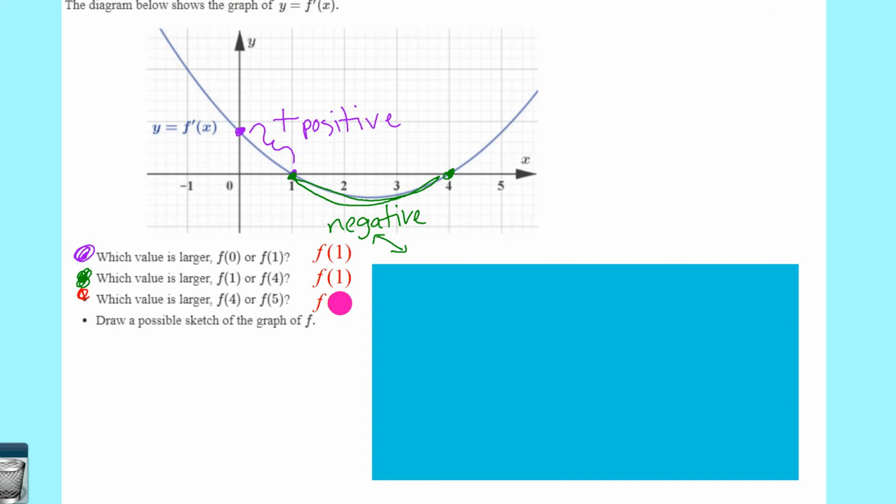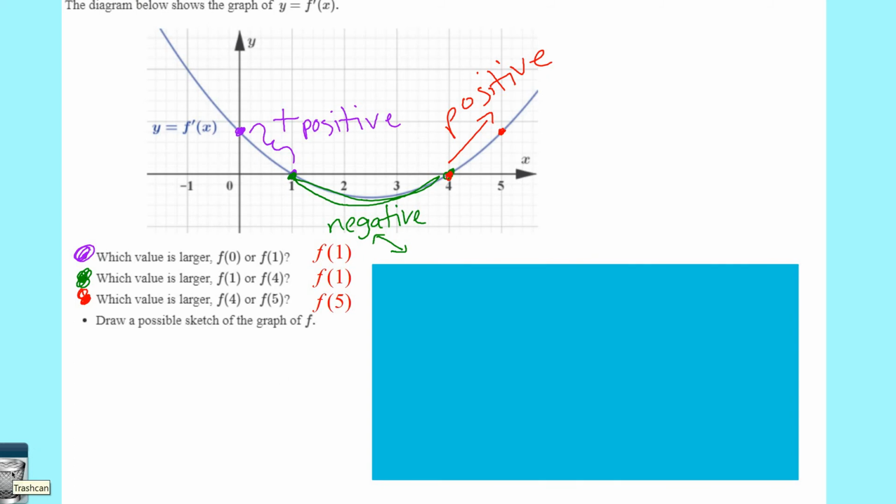Okay, which value is larger, f of 4 or f of 5? All right, so hopefully you're realizing here, these are all positive. So, since our values are increasing with a positive slope, that means f of 5 must be bigger. And we've got it. Okay?